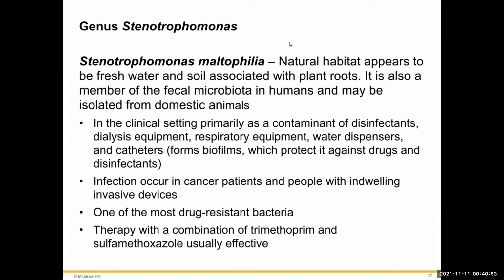Patients are easy to get infected with Stenotrophomonas, one of the most drug-resistant bacteria that we have. It is very resistant to almost all antibiotics. When we are dealing with bacteria that are very resistant to antibiotics, we usually use combination therapy. Combinations of trimethoprim and sulfamethoxazole are usually effective.